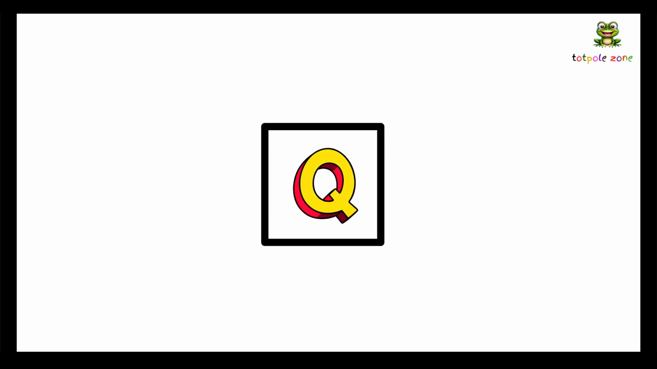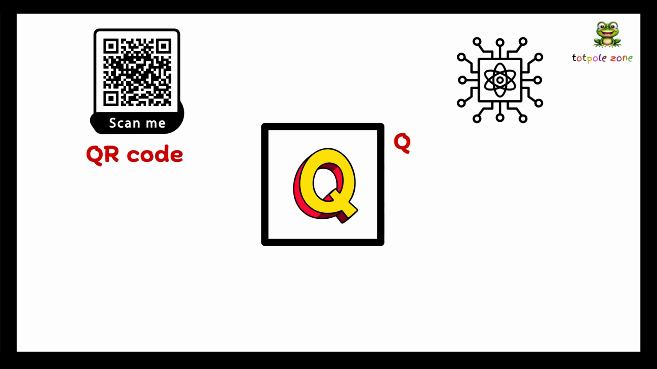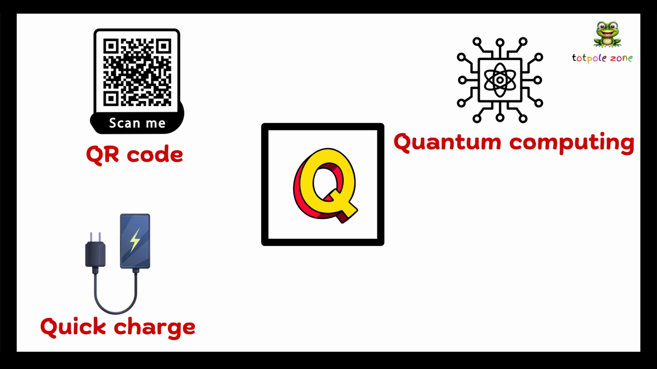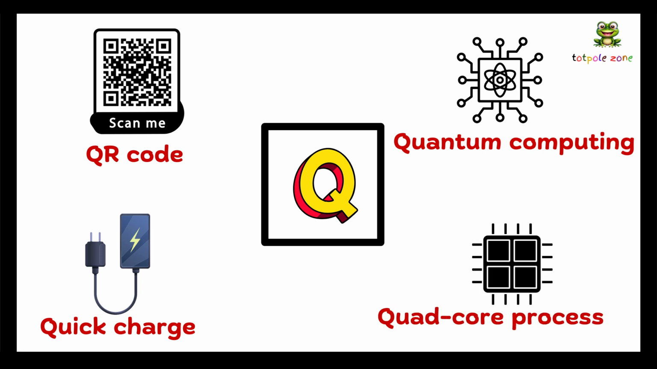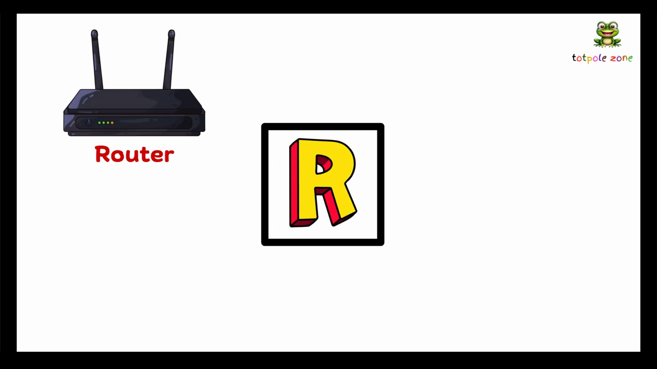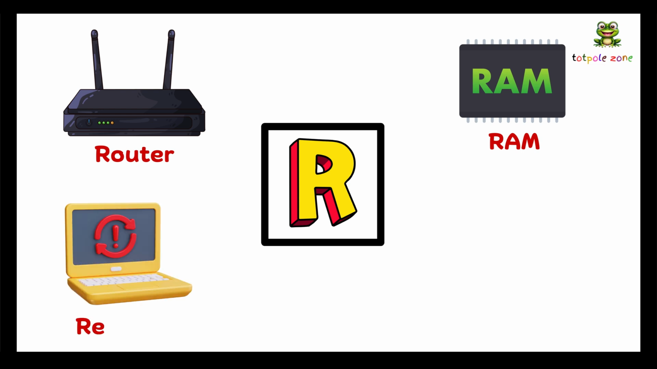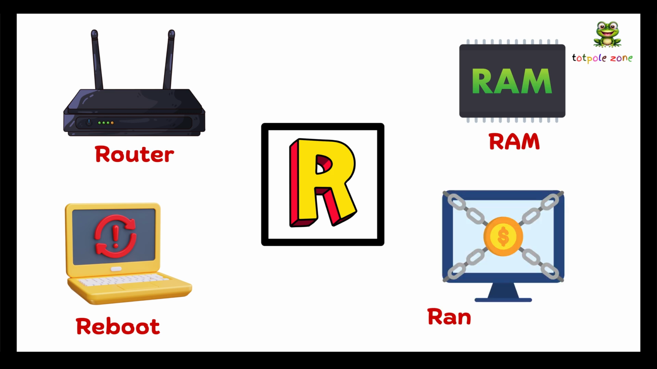Q for QR code. Q for quantum computing. Q for quick charge. Q for quad-core processor. R for router. R for RAM. R for reboot. R for ransomware.